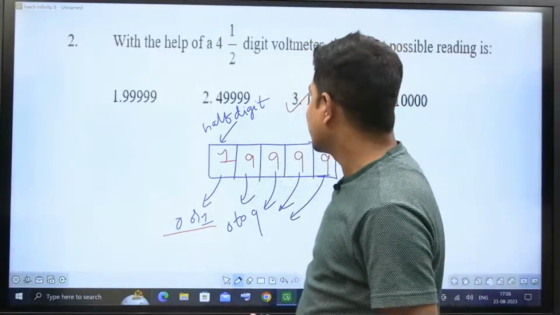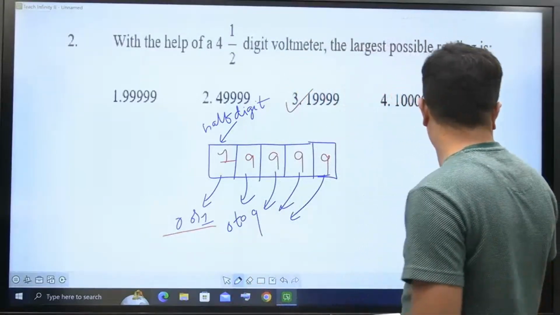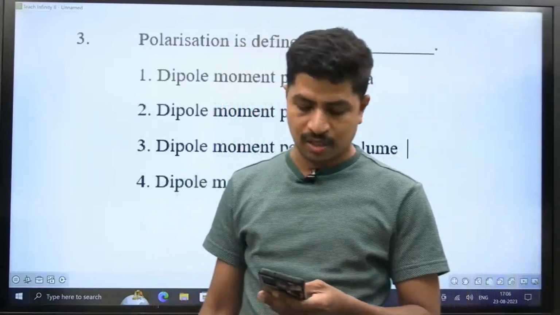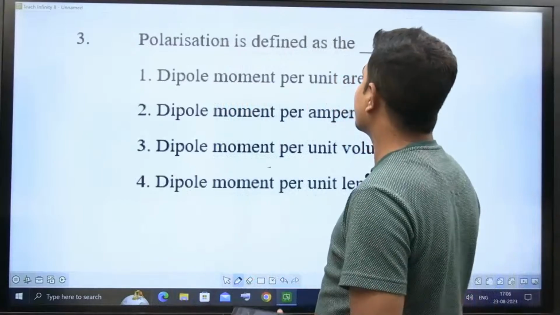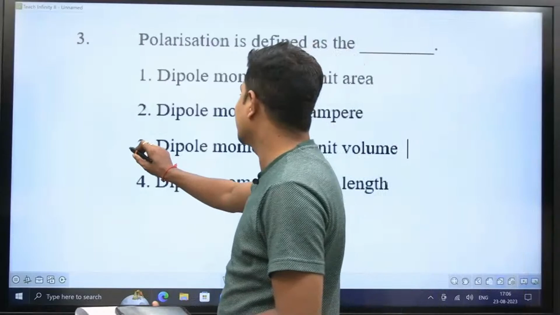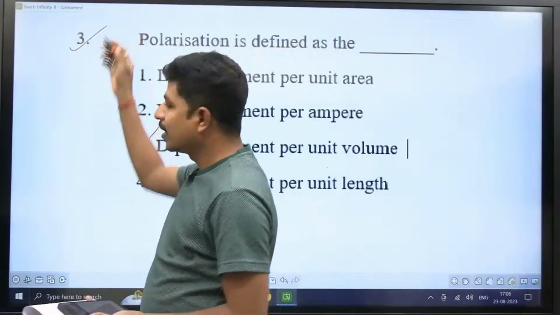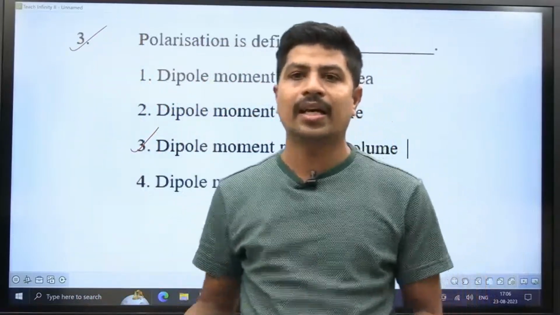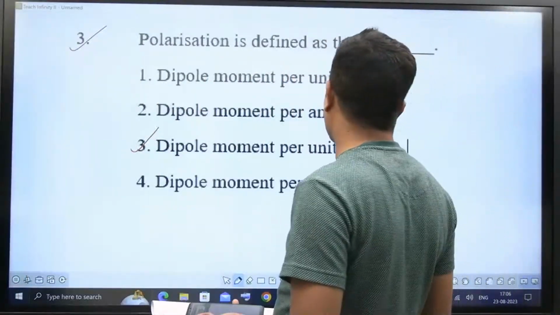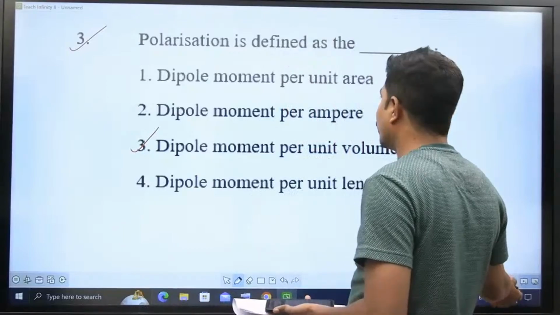So this is the second question. The third question here, let's go to the third question. He is asking about the polarization. What is this? Polarization is defined as the dipole moment per unit volume. This is a direct bit, so nothing much to discuss here. Polarization is the dipole moment per unit volume.